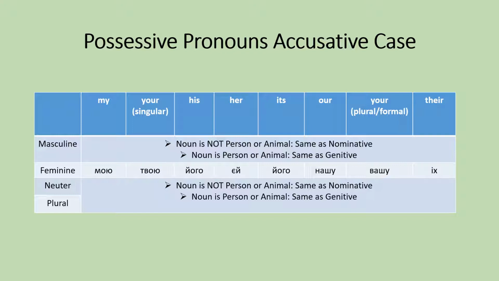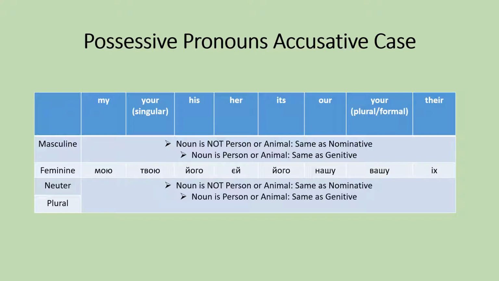Next, we will look at the possessive pronouns in the accusative case for feminine nouns. My is moju. Your singular is twoju. His is jeho. Her is jej. Its is jeho.